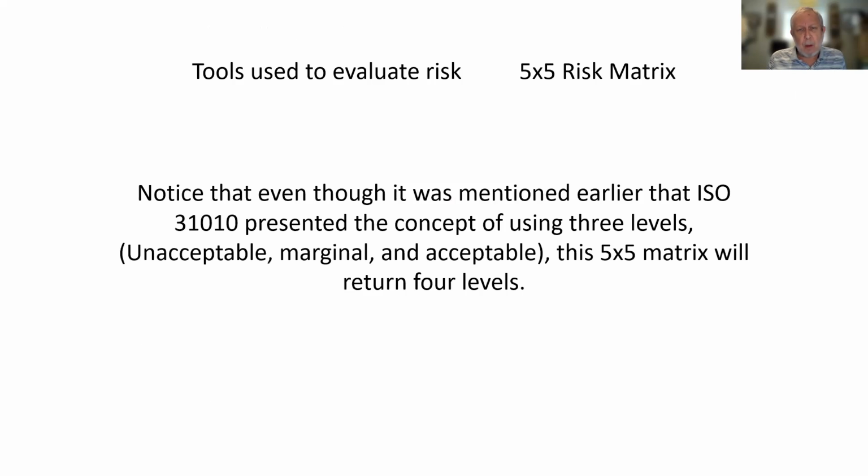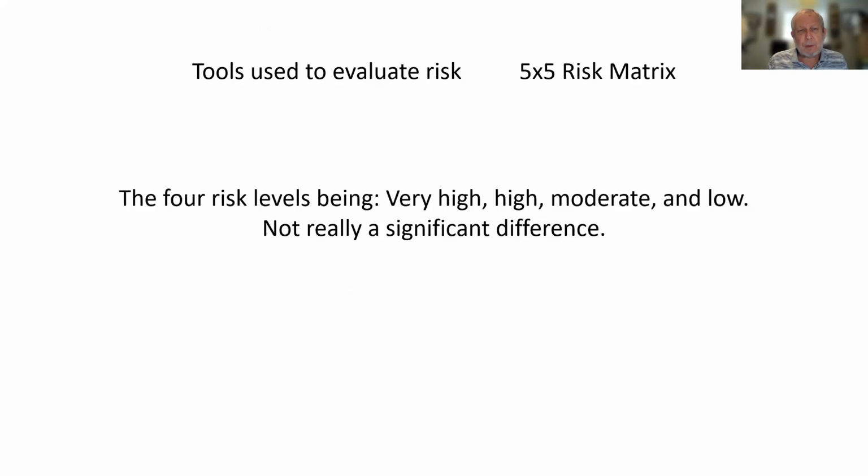Note that even though it was mentioned earlier, ISO 31010 presented the concept of 3 levels: unacceptable, marginal, acceptable. This 5x5 matrix will return 4 levels. And they're very high, high, moderate, and low. Not really a significant difference though. Very high, high, moderate, low. That's 4.